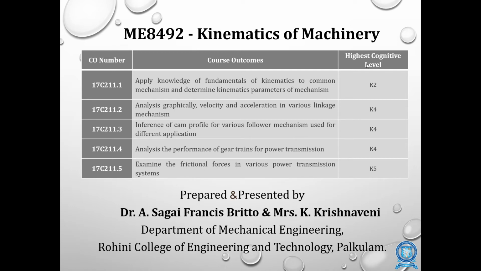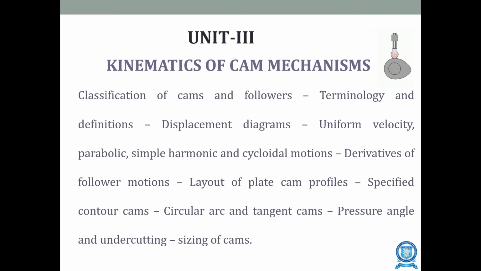So for the course Kinematics of Machinery, we are discussing the third course outcome, that is, the influence of cam profile for various follower mechanisms. In the last sections we were discussing various cams and followers, and what cams and followers are available. This section is devoted to describing the various terminologies and definitions of kinematics of mechanisms.